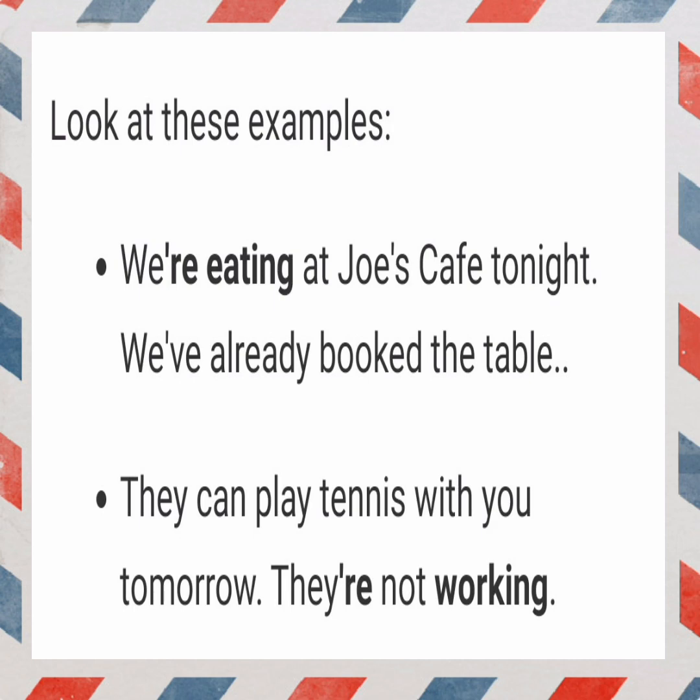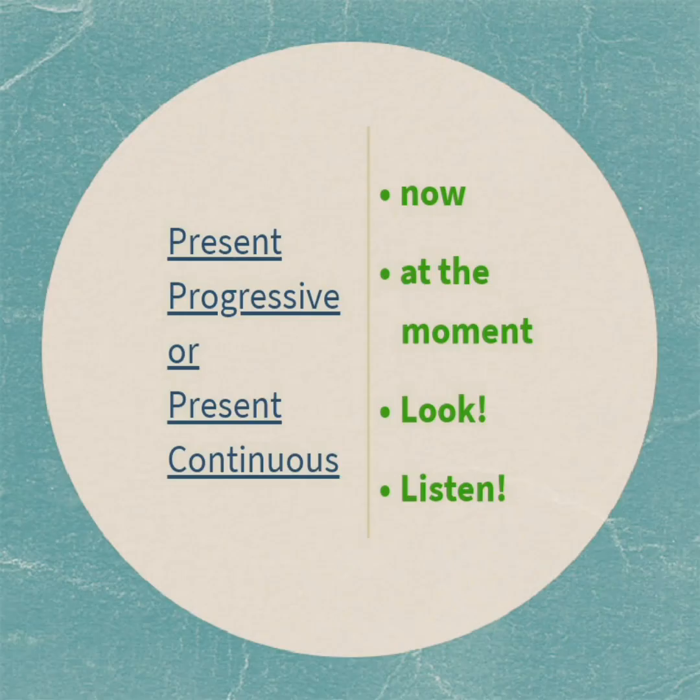Look at this example for action that is happening in future. We are eating at Joe's cafe tonight. We have already booked the table. They can play tennis with you tomorrow. They are not working. So it is a future planned action, and at that time we can also use present continuous. Now let's see the keywords. Now, at the moment, look, listen.